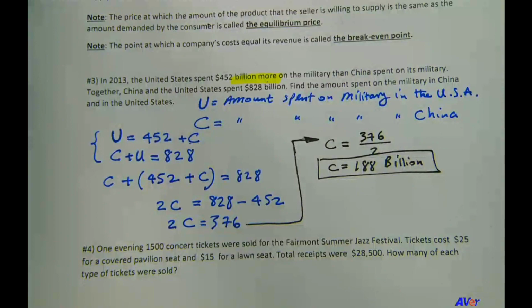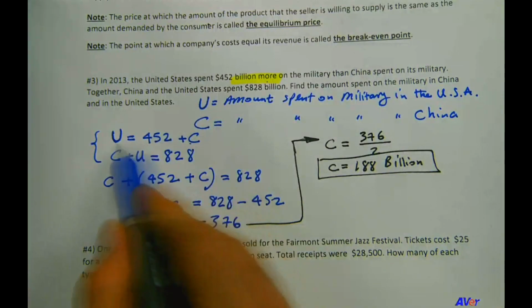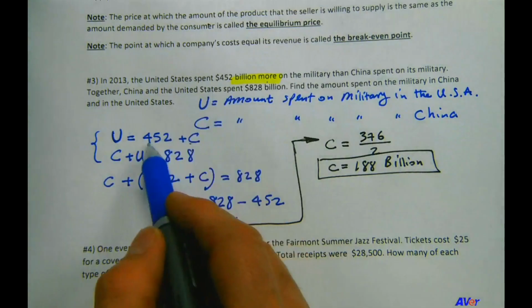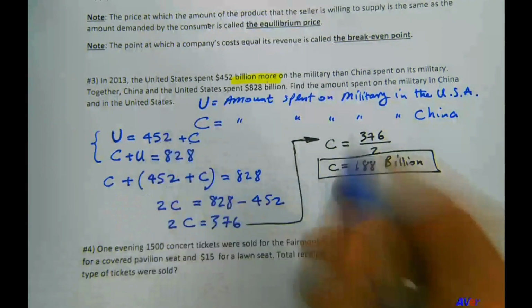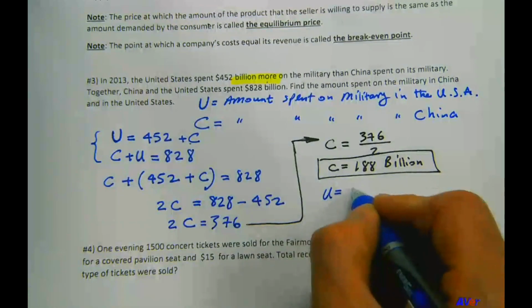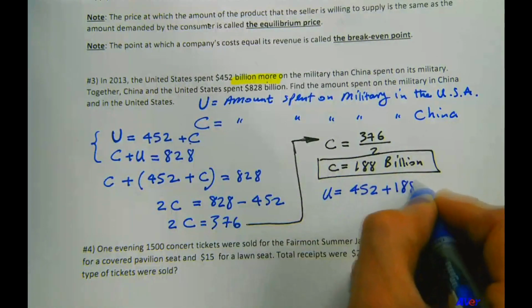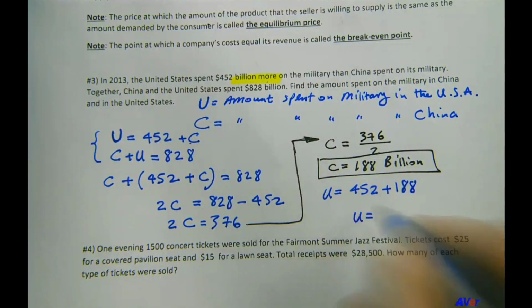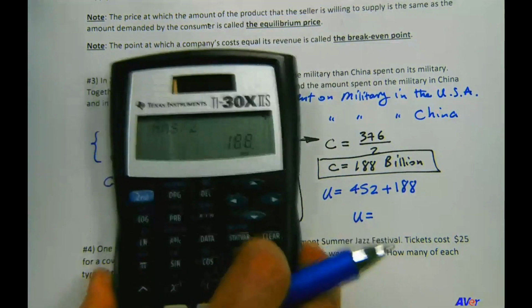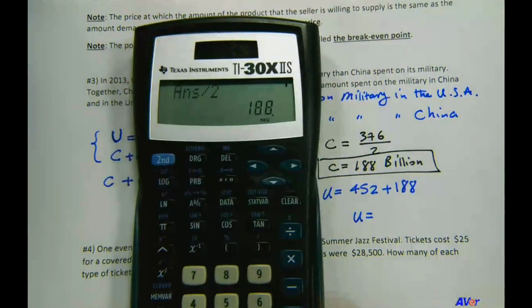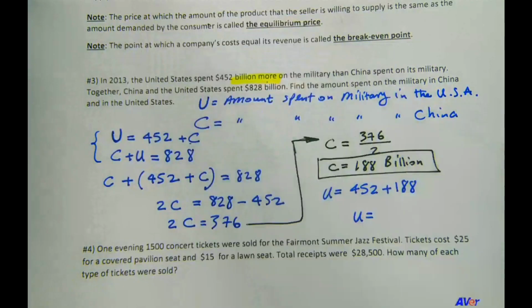Well, for the United States, we have this equation, right? The United States, as we were told, spent $452 billion more. So let's figure that out. U equals 452 plus 188. So the amount spent on military in the United States is 188 plus 452, 640 billion.